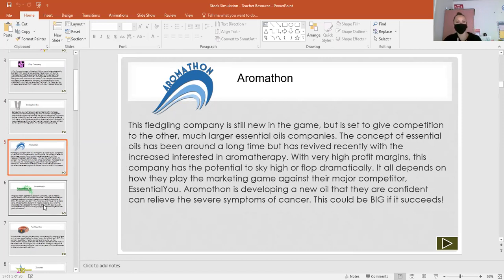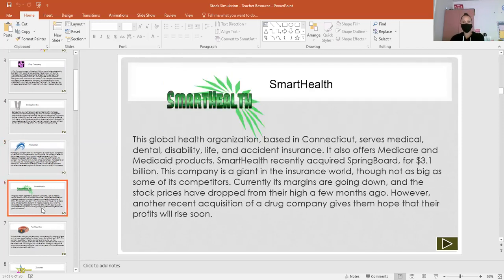big if it succeeds. Smart Health, the global health organization based in Connecticut, serves medical, dental, disability, life, and accident insurance. It also offers Medicare and Medicaid products. Smart Health recently acquired Springboard for $3.1 billion. This company is a giant in the insurance world, though not as big as some of its competitors. Currently, its margins are going down and the stock prices have dropped from their high a few months ago. However, another recent acquisition of a drug company gives them hope that their profits will rise soon.